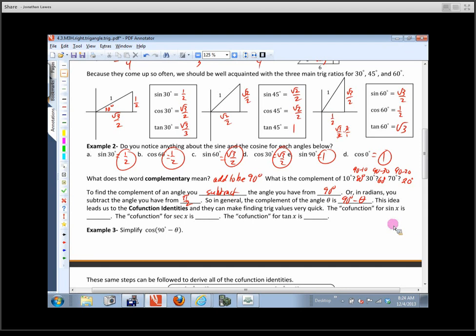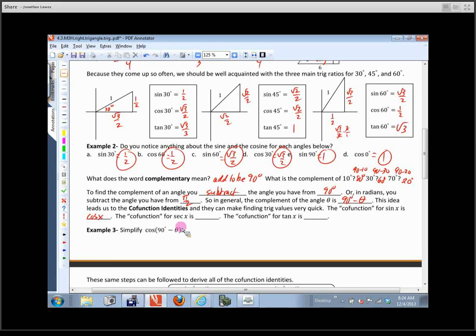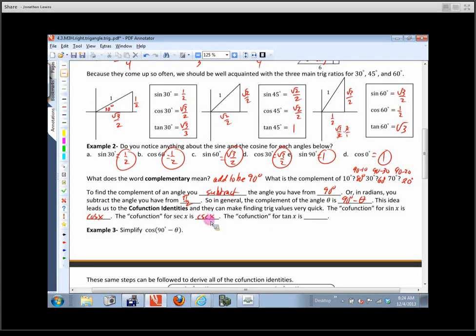Which one has that same name in it, but a co in front of it? Cosine, okay? So that would be the cosine of x. Sine and cosine are cofunctions. What's the cofunction for secant? Cosecant. And the cofunction for tangent is cotangent. They named them that way on purpose, okay?